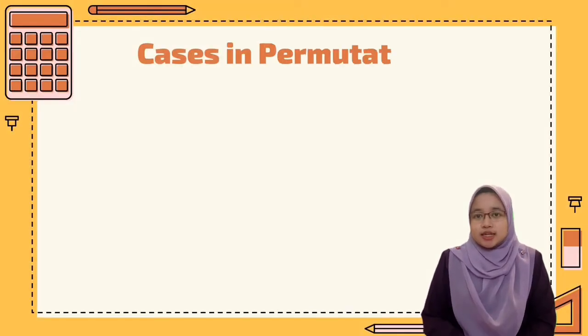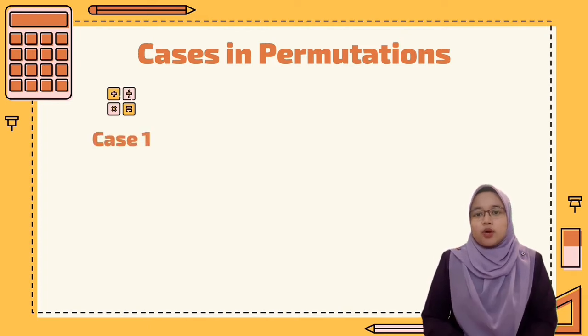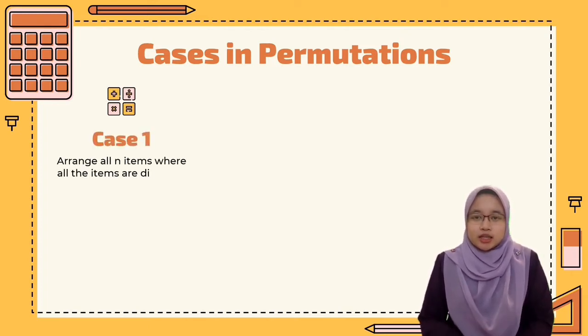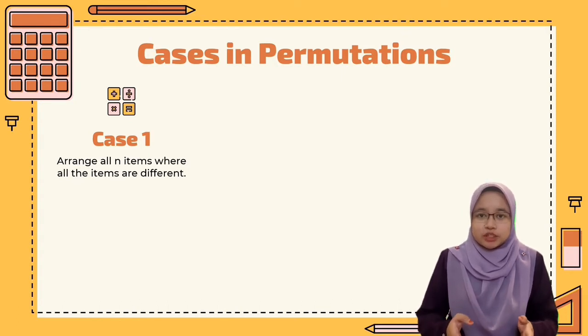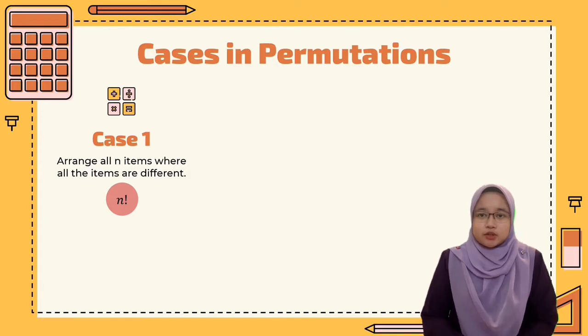First, let's see the cases in permutations. There are 3 cases. Case number 1 is when we have n items and we want to arrange all the n items and all the items are different. The number of ways to arrange this is given by n factorial.